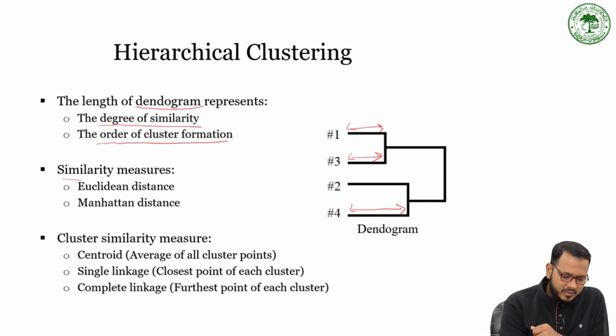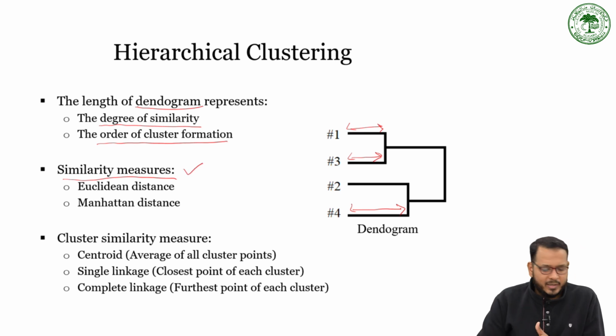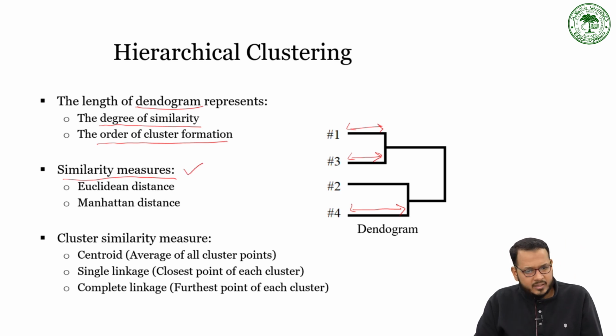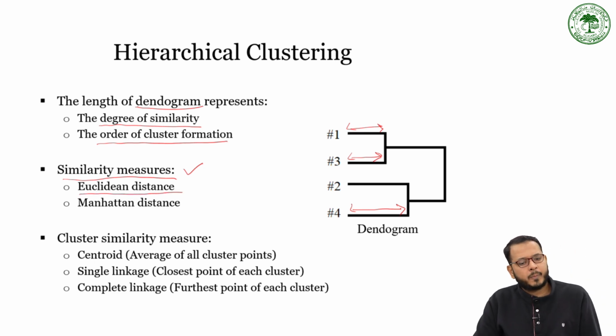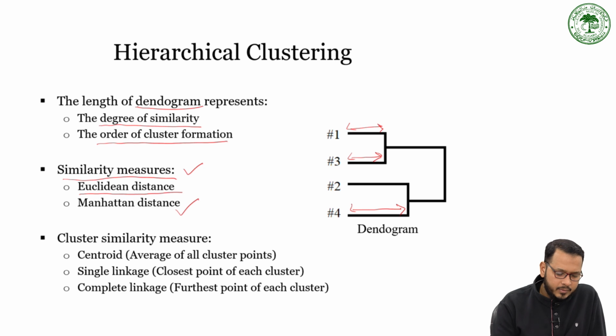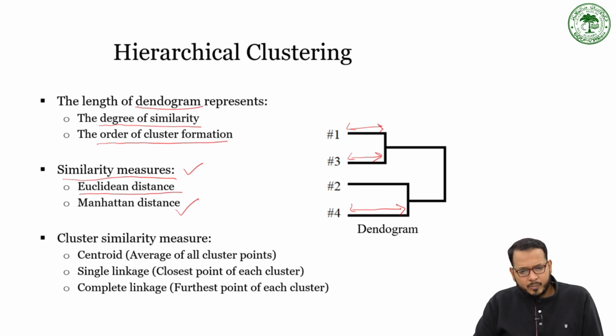Another important consideration is how you will decide the similarity between points. Like in k-means clustering, here also we rely on distance measures, primarily Euclidean distance. There are other distance measures also, like Manhattan distance. Depending upon the choice of distance, the formation of the hierarchy of clusters might differ in hierarchical clustering.